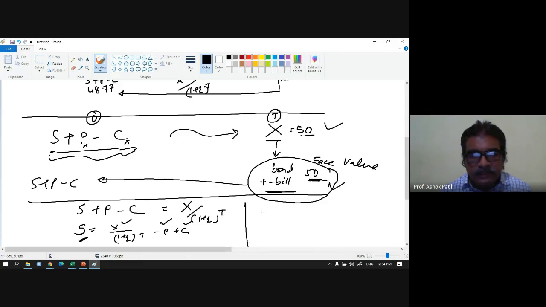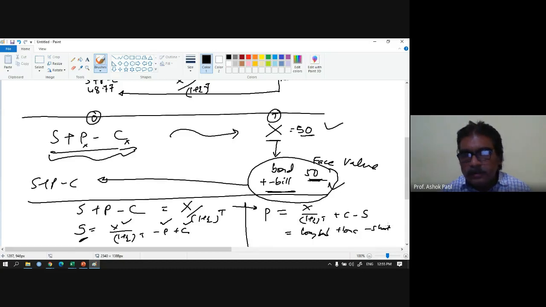Similarly, if you want to create a put, you can create the put from this equation. Put is equal to X upon (1 plus R) raised to T, plus C minus S. So if you have a long bond or Treasury bill, plus a long call, minus a short share, so you short the share, you have the long call, and you have the long bond, your output will look like a long put.